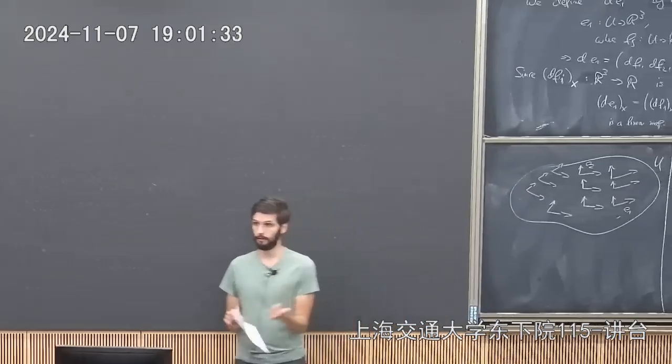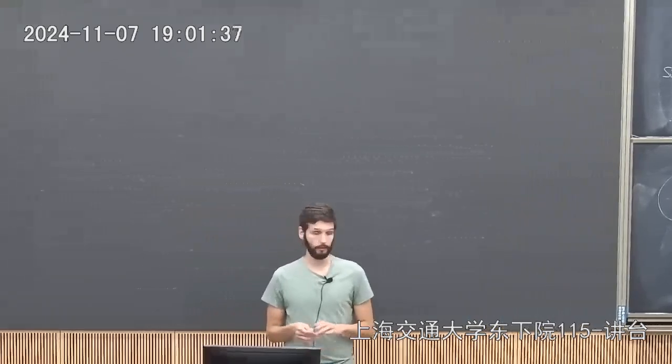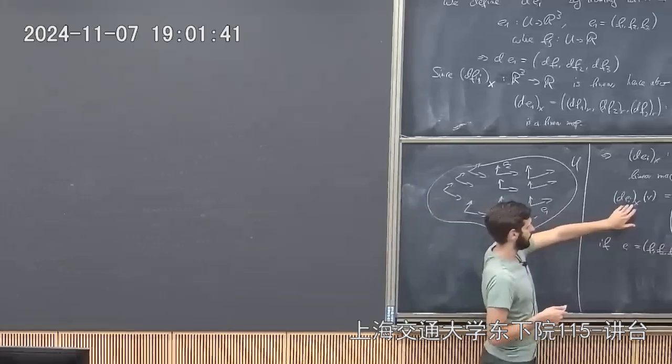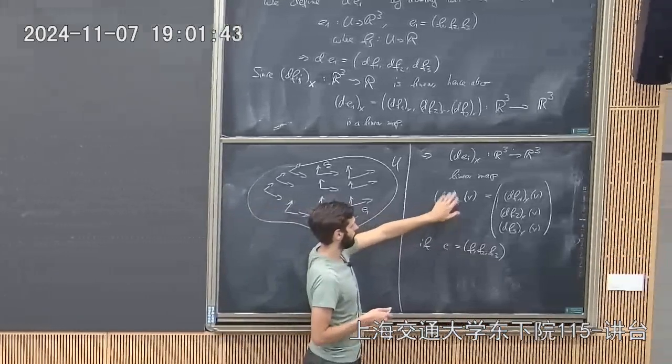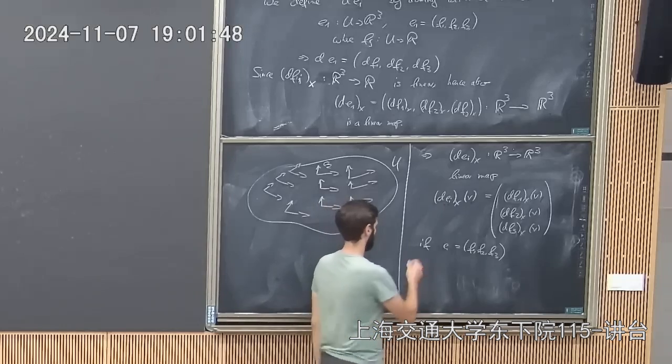So that was the first step, right? What we wanted to do is calculate essentially the change of the frame. So that's the encoded dE1. It's the change of the vector E1 in the v direction.